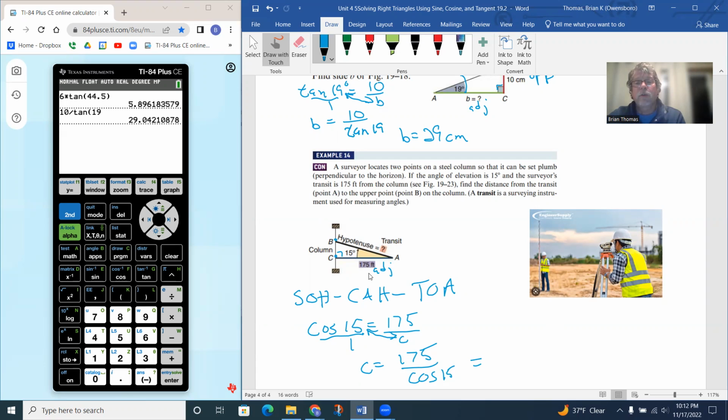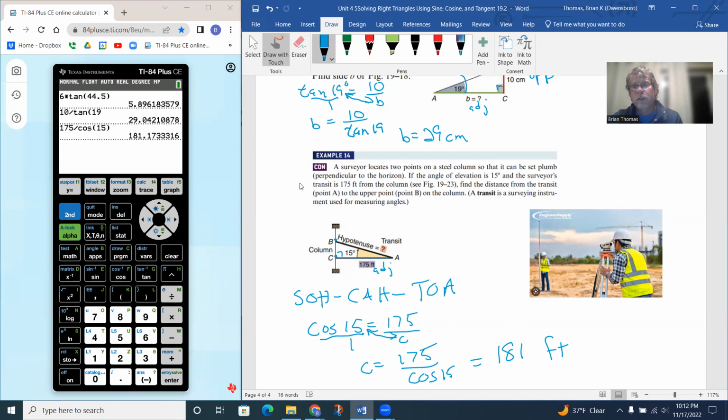So it should be longer than 175 because the hypotenuse is the longest side here. So if I type in 175 divided by cosine of 15, hit enter, and yeah, we do get a number bigger than that. And again, since they had a nearest whole number there, we can round that to this whole number. So we'd have 181 feet would be our answer if we round to the nearest whole number, because the 10th place is a 1. So that means we just round back down to the 181.